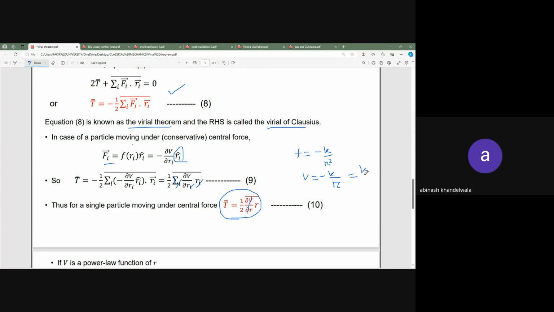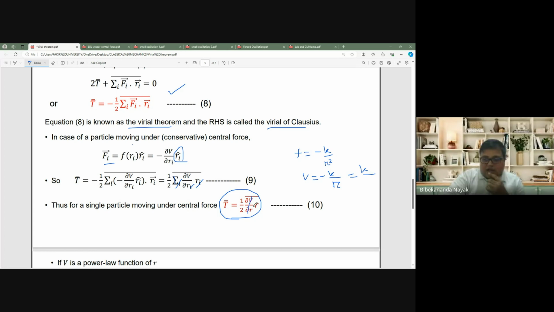The minus will cancel and it will be positive. So if you put K by R square, one R cancels, so it will be K by R. But minus K by R is V. So it will be minus V. So the average term becomes half K by R, but minus K by R is V, so it is minus half V average. So for an inverse square law of force, T average is equal to minus half V average.